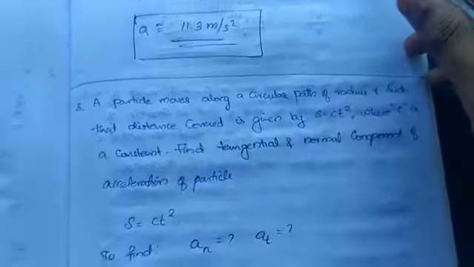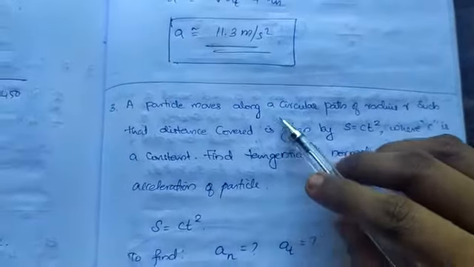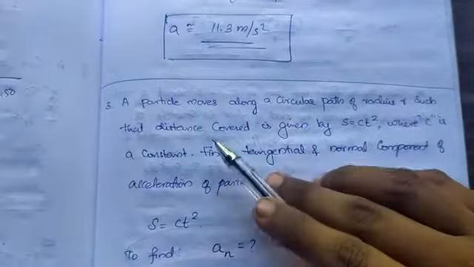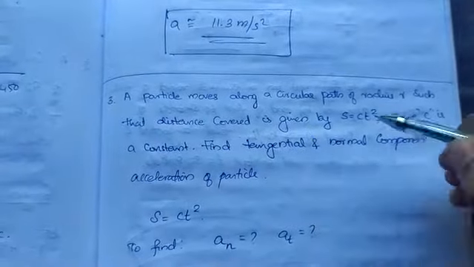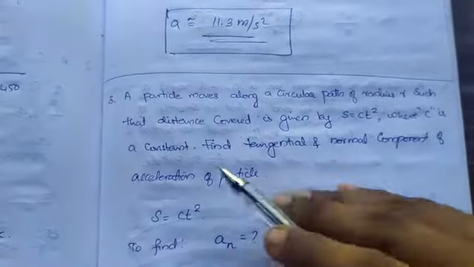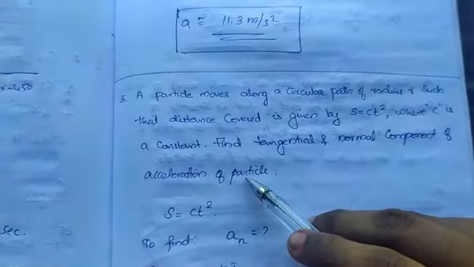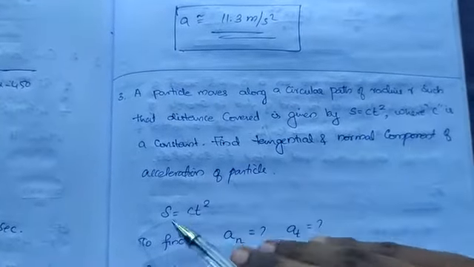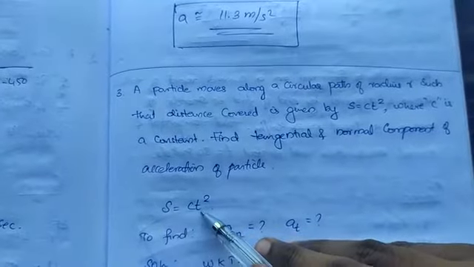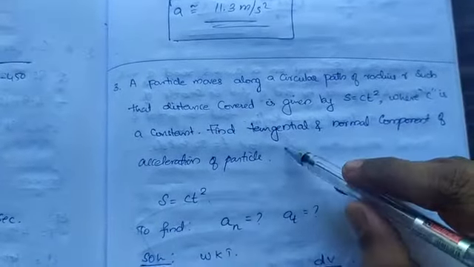Okay, next question. A particle moves along a circular path of radius r such that the distance covered is given by s equals ct squared, where c is a constant. Find the tangential and normal components of acceleration of the particle. So they are given an equation for displacement, s equals ct squared. You need to find out aT and aN.